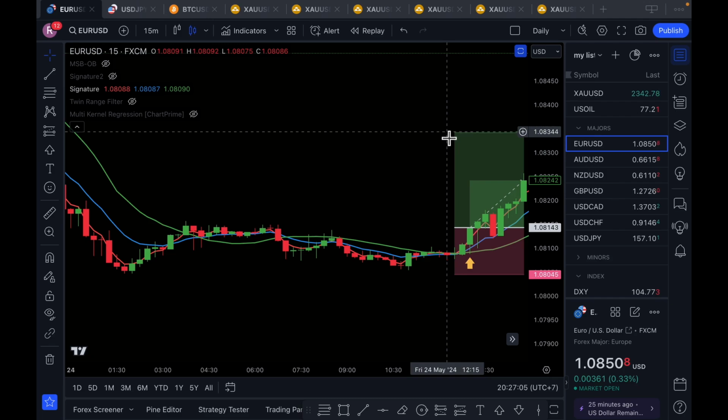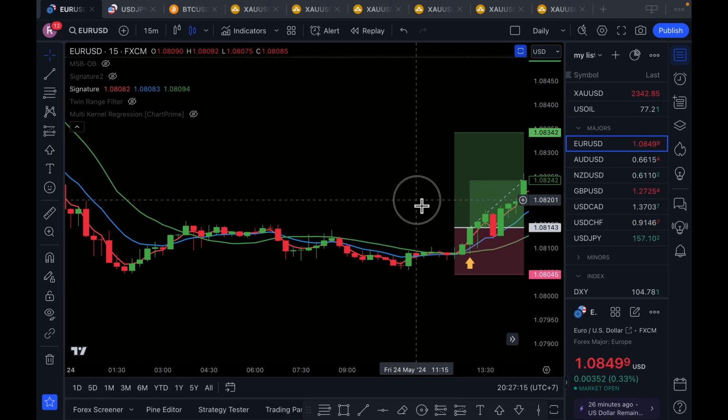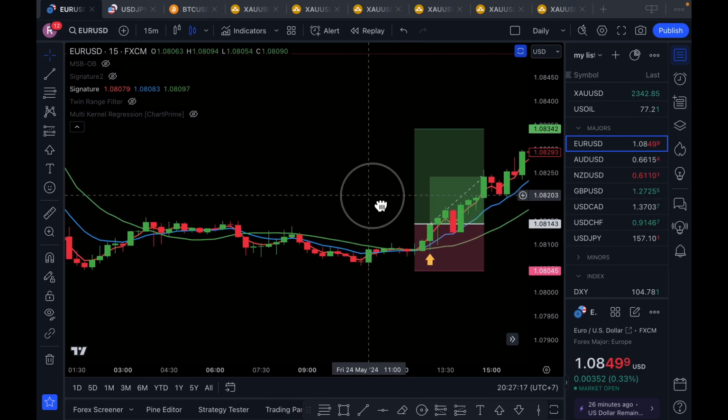Come up here and see where's my take profit, 1.0834, and enter that on MT4. You don't have to do any calculations. It's all right here on the screen for you. So let's move along, see how the trade progressed.